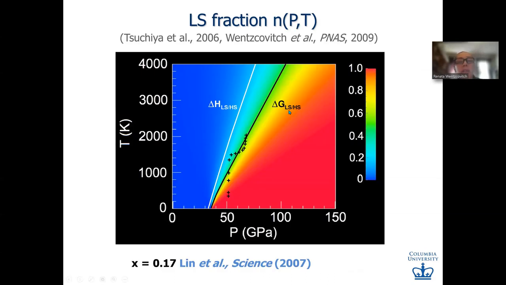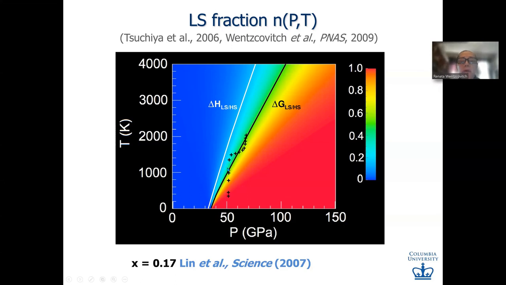So here is n of P, T versus x that we obtained. This was 2009 already, the second paper. So this is what the phase diagram looks like. This was still the non-self-consistent U result. With increasing temperature, the mixed spin region, which is the rainbow, widens. I can discuss why all this happens.